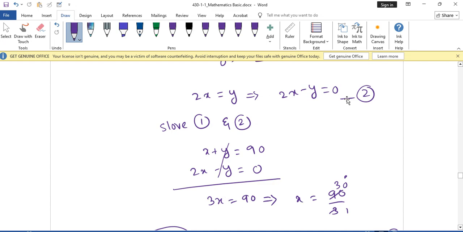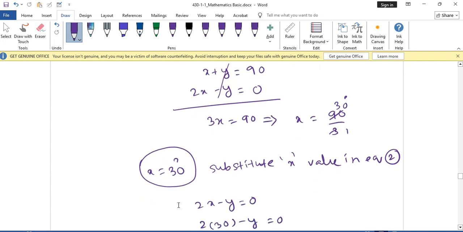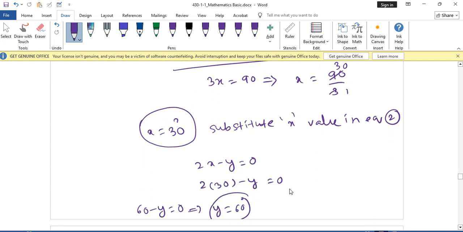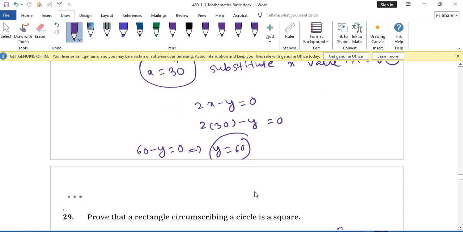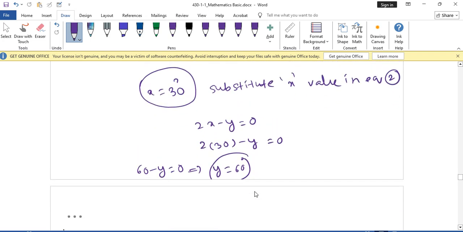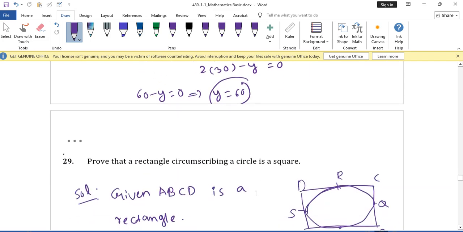Now substitute x value in equation number 2. That is 2 into 30 minus y is equal to 0. 60 minus y is equal to 0. y is equal to 60. So the x value is 30 and y value is 60.